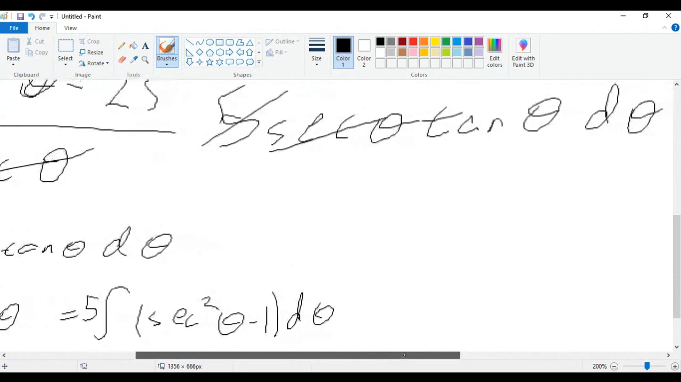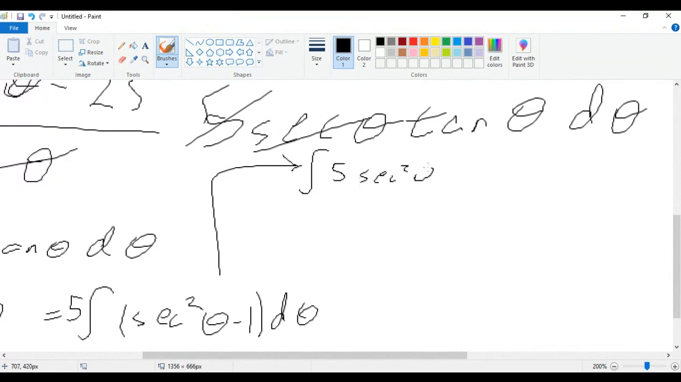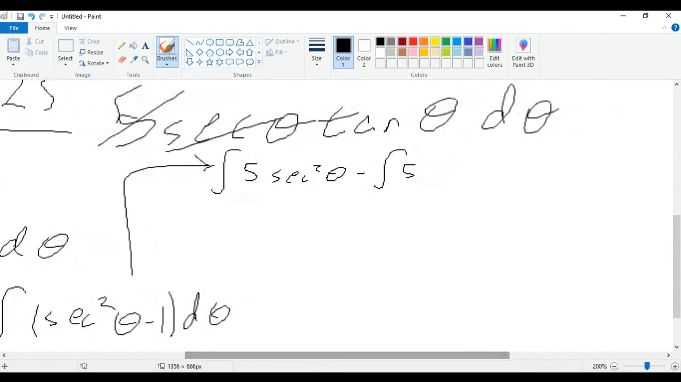We can actually integrate this if we split it apart into the integral of 5 secant squared theta minus the integral of 5. Of course, those both have d thetas. The integral of secant squared is exactly tangent, so this gives us 5 tangent theta minus 5 theta plus c.